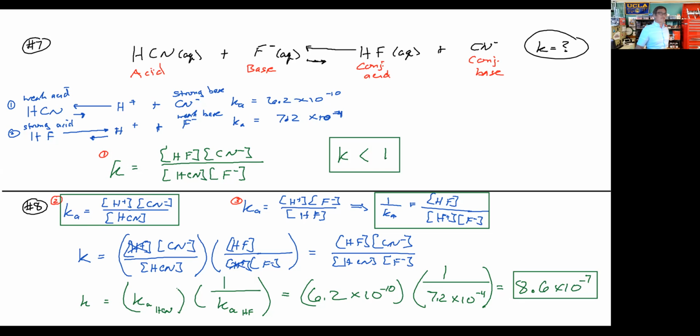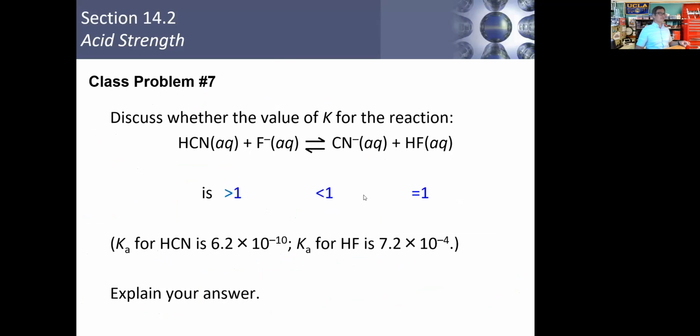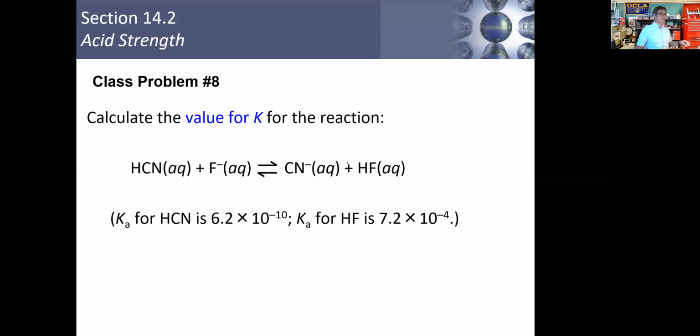Okay, so let me go ahead and save that for you. Please make sure you get the homework done. Set C will give you a chance to practice this some more, but we do have to continue on. Okay, let's continue on then. Let's take a look at what we have here. I'm sorry, we already got this. K is less than 1. We solved for that one already. That's 8.6 times 10 to the minus 7.